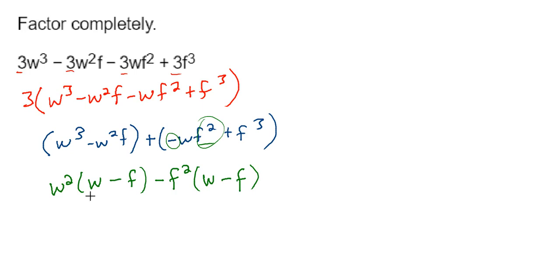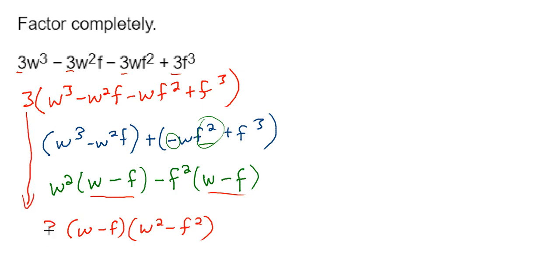All right, and again, this is critical, these are the same. So for these two groups, we have this common factor of w minus f, so let's factor it out. We'll factor out the w minus f. That leaves me with w squared minus f squared. Don't forget your common factor of 3. We don't want to leave that out of our answer, so let's go ahead and bring that down now. I didn't bring it down earlier because I didn't want it to get in the way of factor by grouping, but now that I'm done with factor by grouping, we need to bring it back into the picture.